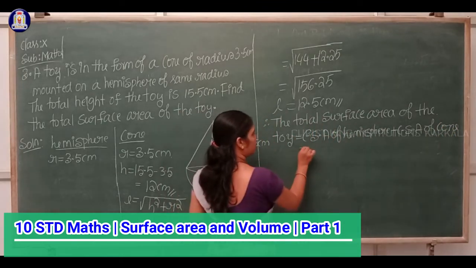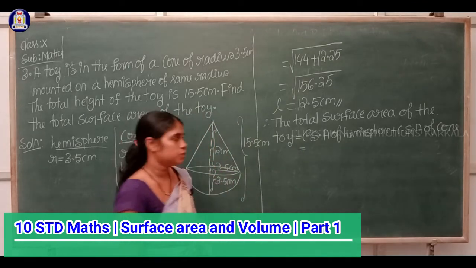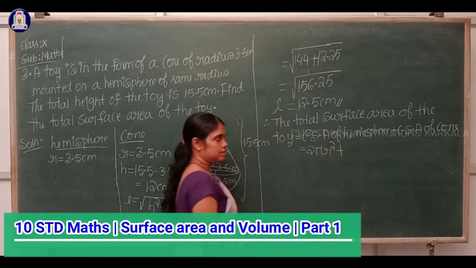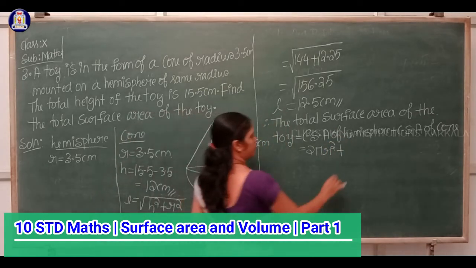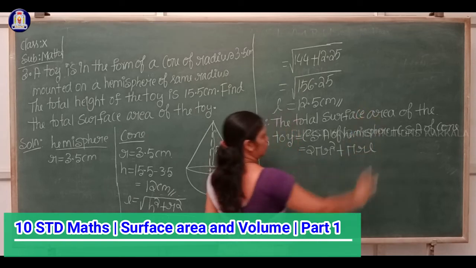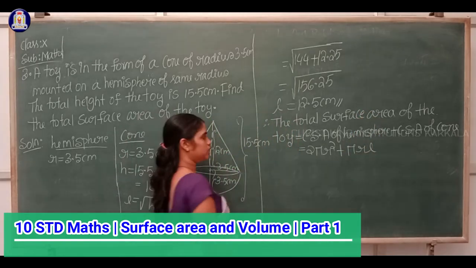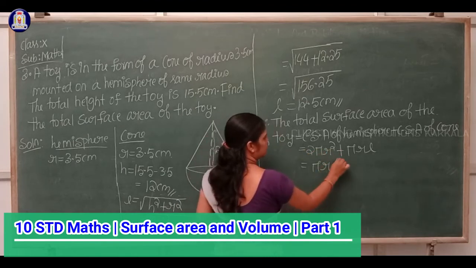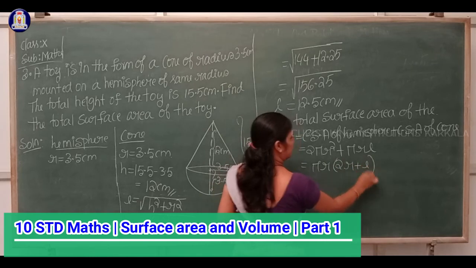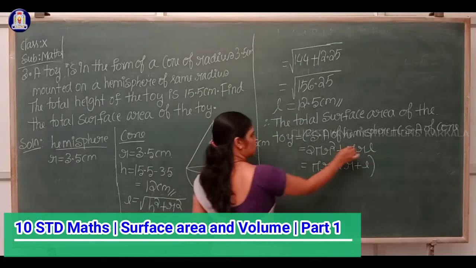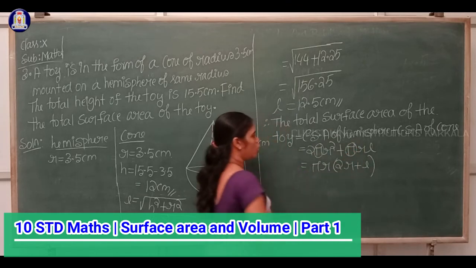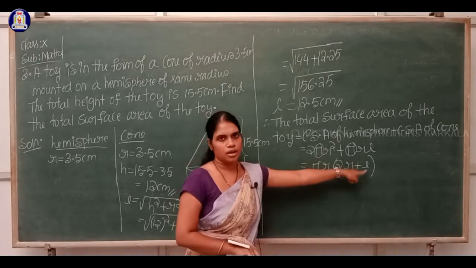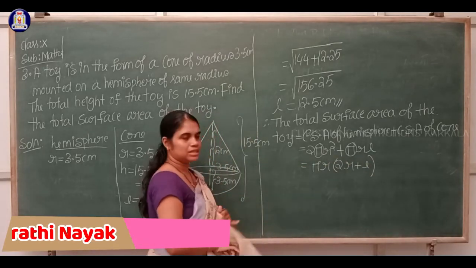What formula will we use to find the CSA of the hemisphere? That is 2 pi r square. Plus CSA of the cone is given by pi r l. Now choose the common term. Which is the common term? Pi r is common here. So what is the remaining term? 2r plus l, isn't it? From these two, pi is common, and also one r from r square I take outside, one r remains here. So 2r plus l remains.